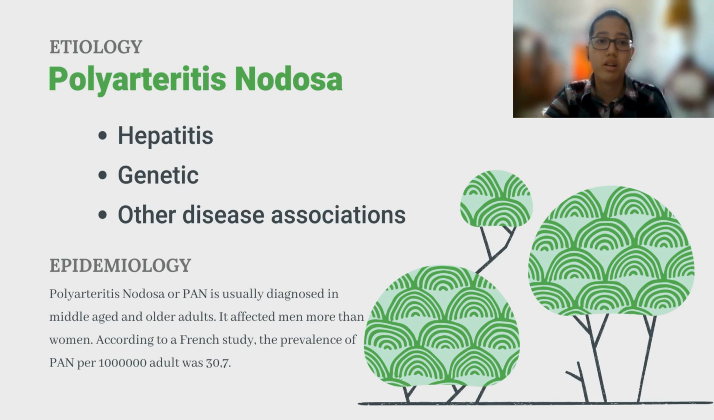And next is genetics. The loss of function mutation in ADA2, also known as adenosine deaminase 2, the gene that encodes ADA2, has been related to a spectrum of vascular and inflammatory phenotypes that includes polyarteritis nodosa. And the third is other diseases. Besides hepatitis and genetics, several other organisms have been linked to PAN, including Toxoplasma, Pseudomonas, trichinosis, and Parvovirus B19. In addition, PAN has been linked with rheumatoid arthritis and hairy cell leukemia.